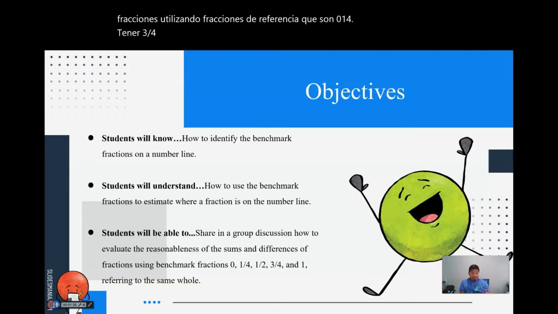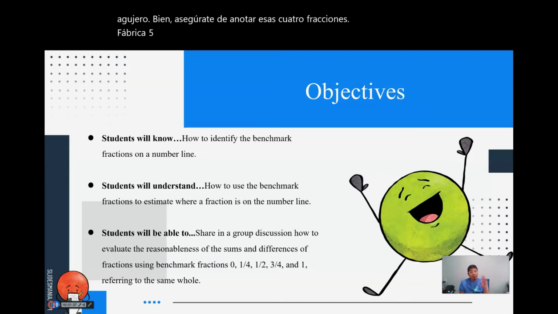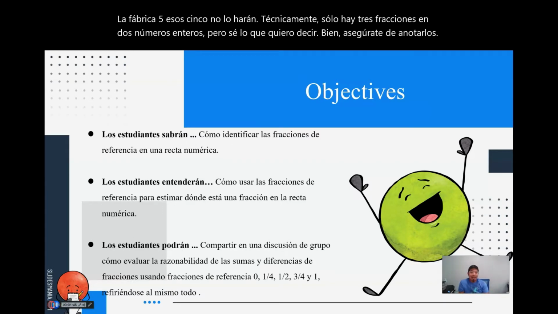So make sure you write it down, referring to the same whole, okay? Make sure you write down those 5 fractions. Well, technically there's only 3 fractions and the other 2 are whole numbers, but you know what I mean, okay? So make sure you write those down. And here's the Spanish version, alright?